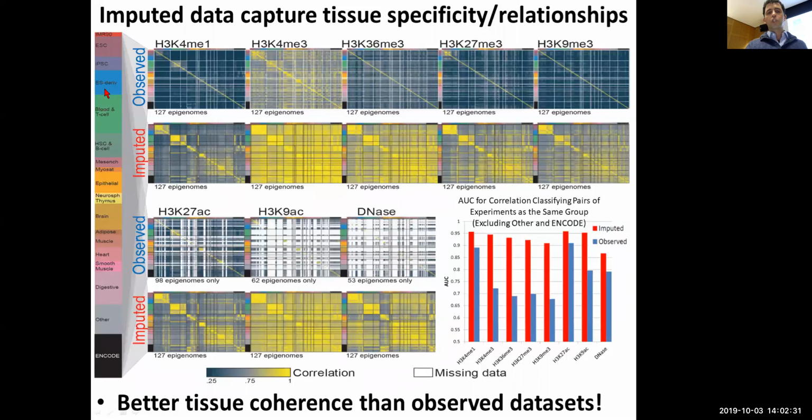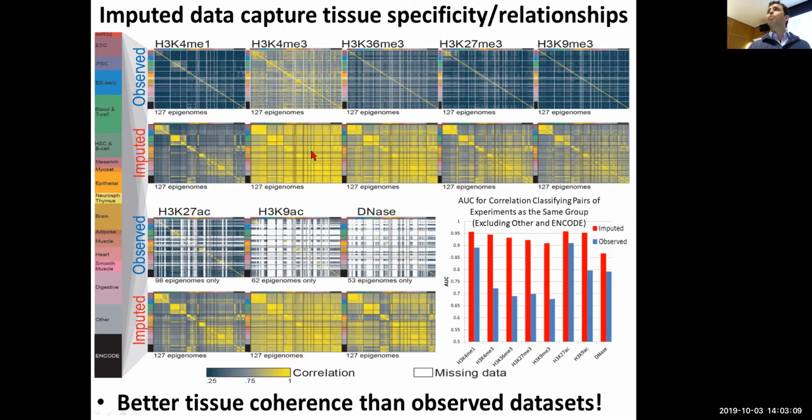These groups of cell types, even though I never told the ChromImpute program about these groups, it found that it generates epigenome relationships that capture these group boundaries. In fact, much more so than the observed data. This is kind of mind-boggling. It says that even though I'm imputing based on observed data, the imputed data has better dynamics of relationships of those cell types. And this is true across many different marks.